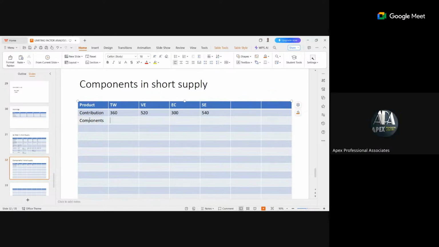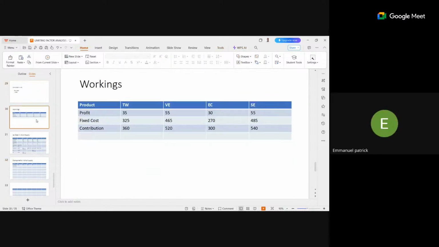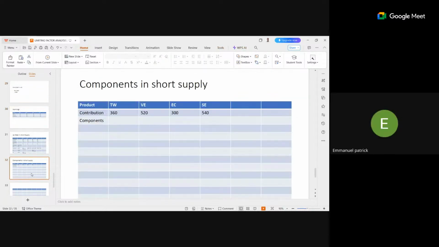The component is not 50. It's 1. You cannot divide naira by naira to get contribution per limiting factor. It's the units that you divide by the contribution, which is 1. That is why I was emphasizing that statement all through the beginning of this class.